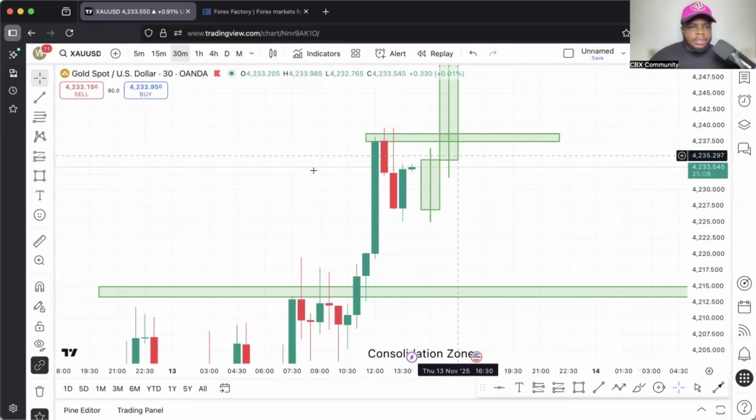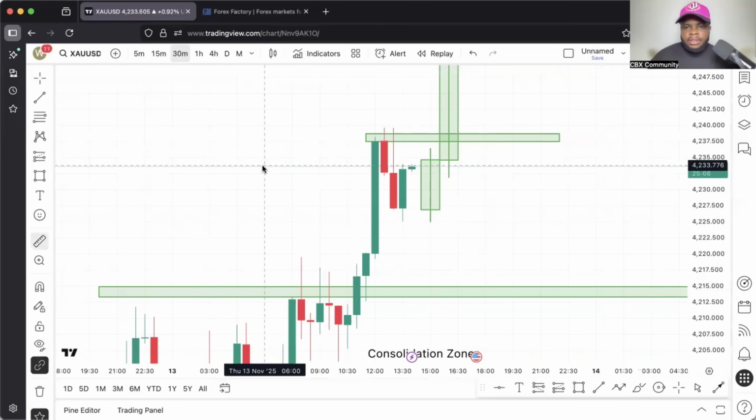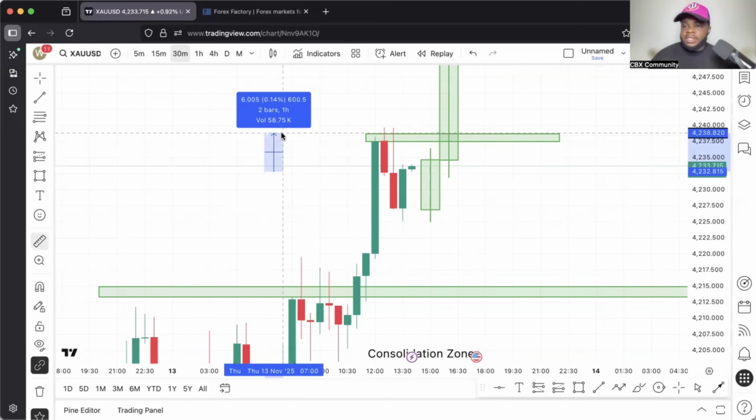Because from this week over here to the break of this resistance zone, you're looking at 60 pips. The reason I'm calculating this is so I know where I'll put my stop loss. So we're looking at 60 pips. Let's see what the candle wants to do.